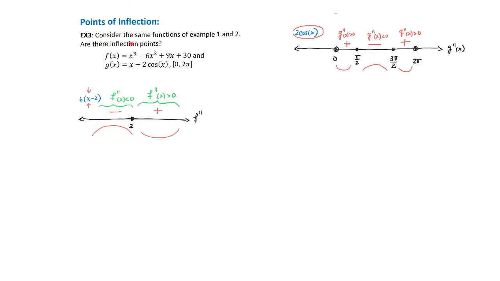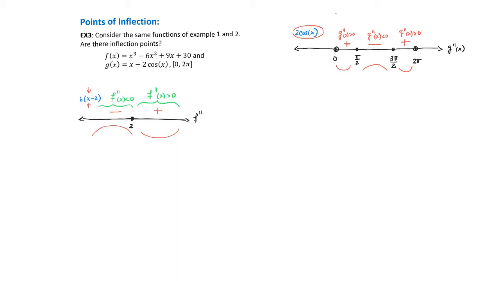Example 3 is asking us to consider the same functions of example 1 and 2. I'm doing that so that we don't have to redo pretty much the same work. So I'm using the same functions. Are there inflection points in each of these cases? So if you remember, this was the second derivative analysis for the f of x function, the first one right here, the polynomial. And when we did the second derivative, we did the number line, we found that indeed there is a change in concavity. On the left of 2, the graph is concave down, and on the right, concave up.